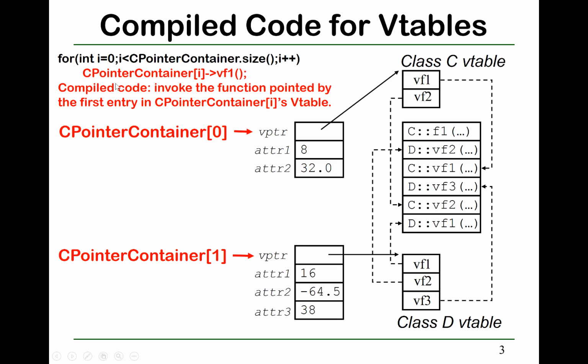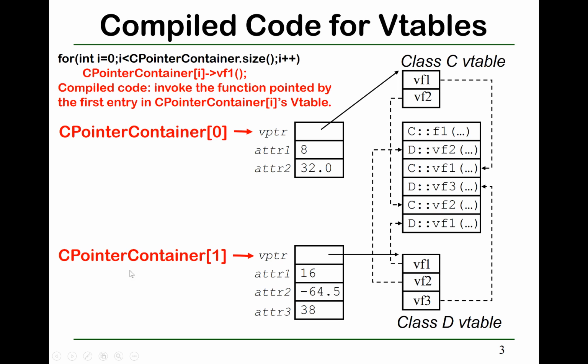So the compiler generates the code for C pointer container i, called as vf1. The code generated for this is to invoke the function pointed to by the first entry in C pointer container i's vtable. Now let's take a look at the first element. The first element, C pointer container 0, points to a class C object. Then the first entry in this class C vtable points to the class C implementation of vf1.